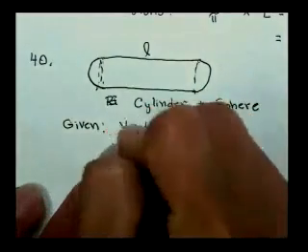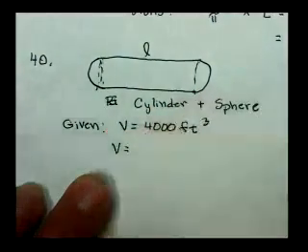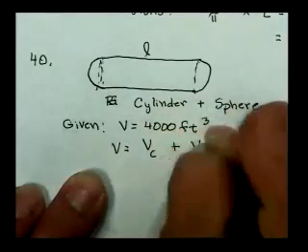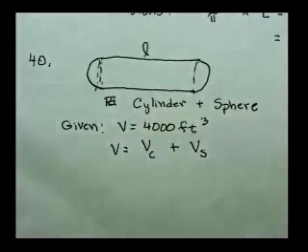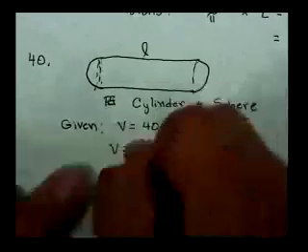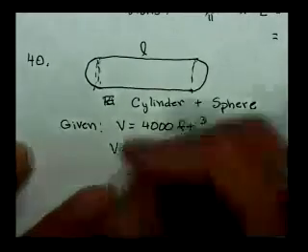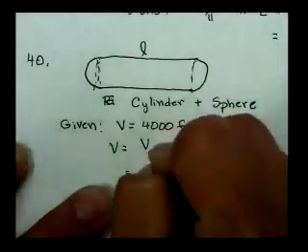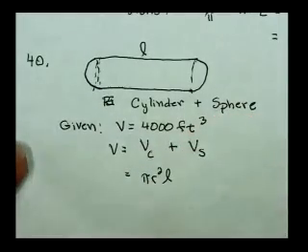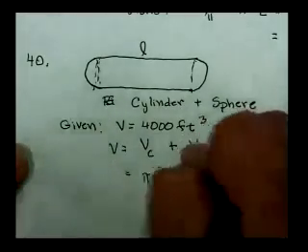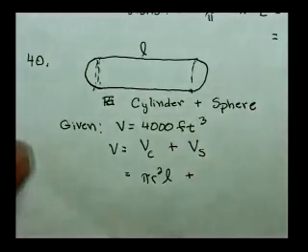But the volume has to be, I'm going to say, volume of cylinder plus volume of sphere. If I use that notation, I won't have to write cylinder and sphere so many times. The volume of the cylinder is the same thing it was in number 34, pi times r squared times the length. And then look up the volume of the sphere if you need to. It's 4/3 pi r cubed.